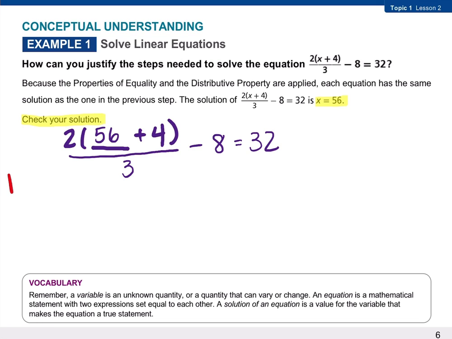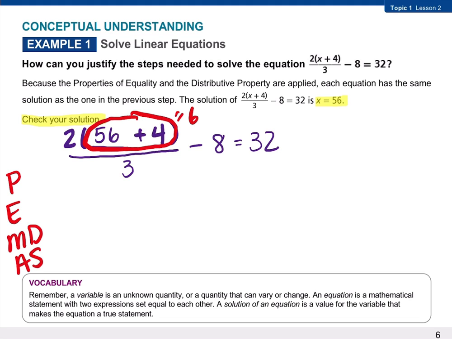And so when we evaluate, we're going to do that in the order of PEMDAS. So we're going to start with our parentheses. We have 56 plus 4, which is 60. So now I have 2 times 60 divided by 3 minus 8 equals 32.